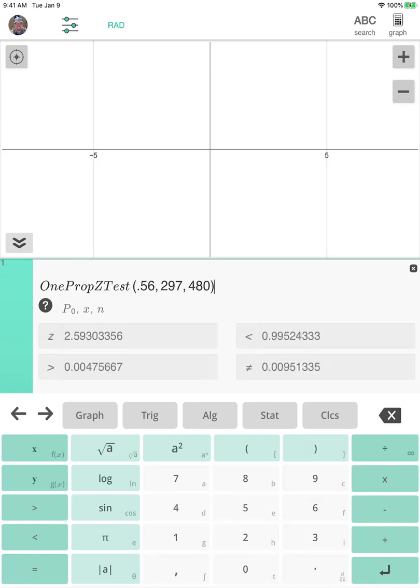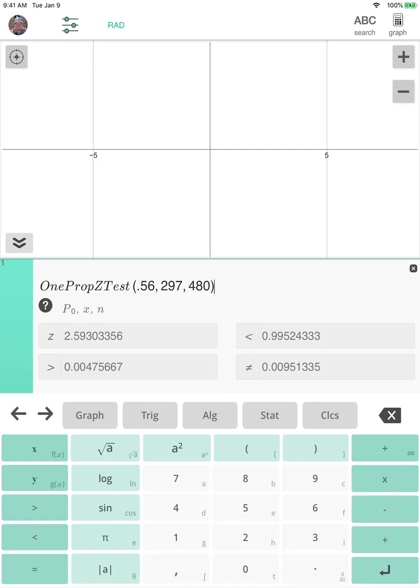And notice it actually gives us all the things we probably could want for this. We've got the z, so that's the test statistic. So the test statistic here would be 2.593. And then it gives us our p-values in all three directions. So if we were doing less than, it would be 0.9952.